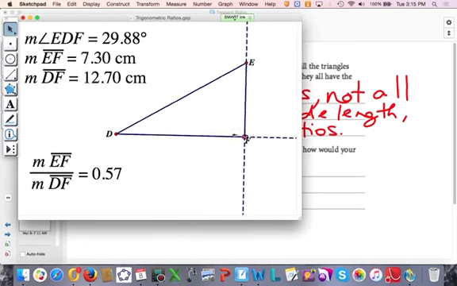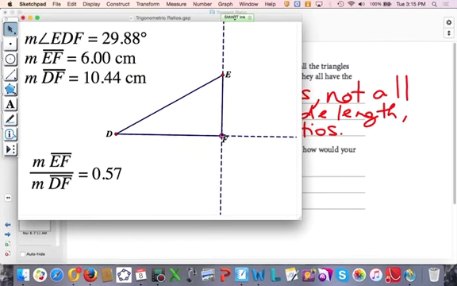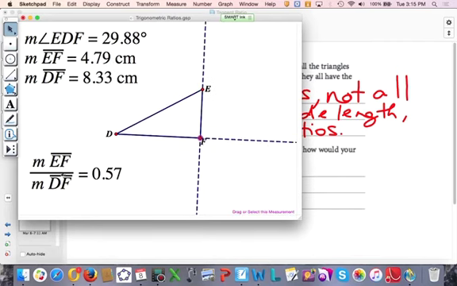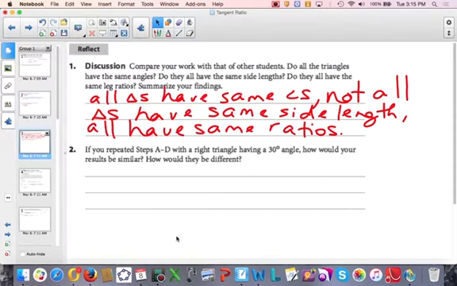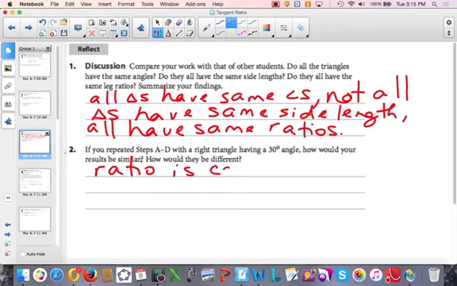Notice that the lengths of EF and DF are changing, but that the ratio of EF to DF is staying the same. It's 0.57. Okay, so how would my results be similar? The ratio is constant. That's how they're the same. How the results are similar, rather. How would they be different? The ratio is smaller.